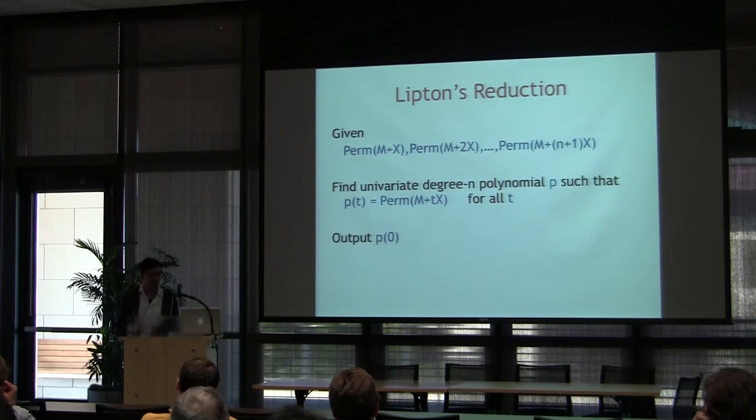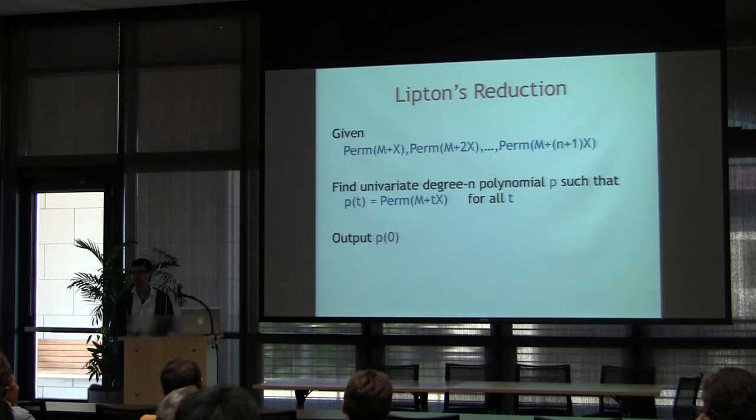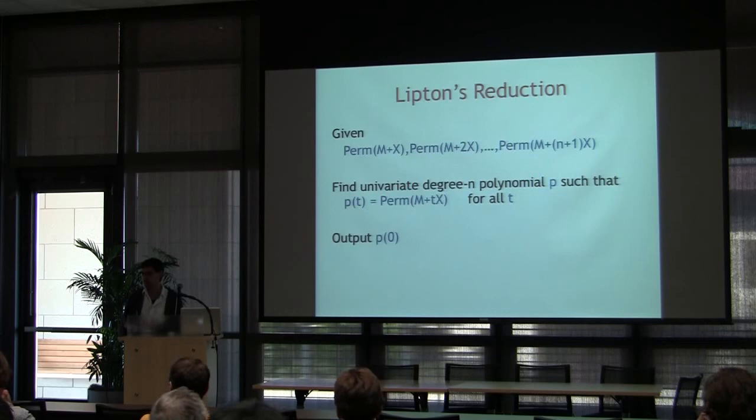So call this polynomial little p. p of t is the permanent of the matrix M plus tX for every possible value of t. Here is a polynomial that has degree n, and we know n plus 1 values of this polynomial. So we can just interpolate, and we will find out what the coefficients of this polynomial are. Now that we know the coefficients, we can evaluate the polynomial at any other point of our choice. So we evaluate p of 0. And what's p of 0? It's M plus 0 times X, so it's just the permanent of M.